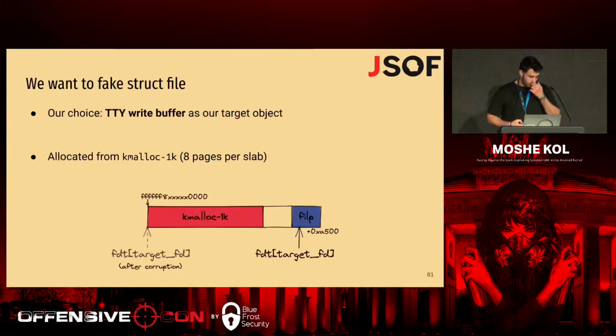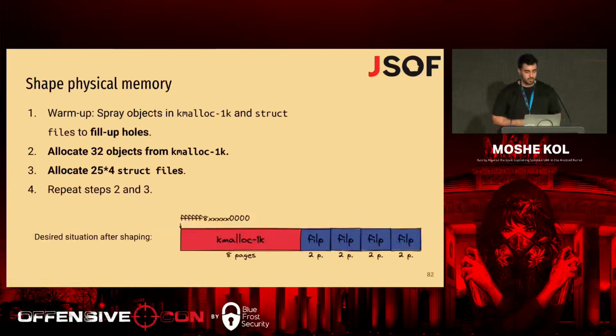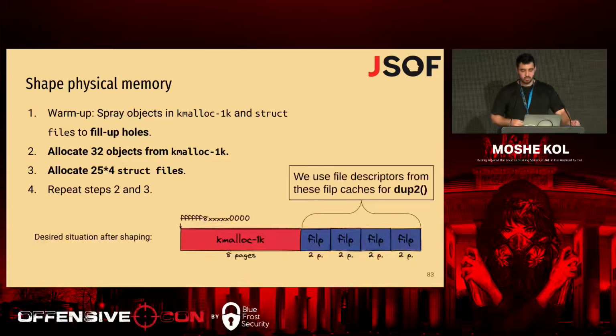So we chose again the TTY write buffer for the object that we control, and it is allocated from the kmalloc-1k slab, which consists of 8 pages per slab. What we want to do now is to shape physical memory so that at a virtual address which is aligned to 16 pages, we will have the kmalloc-1k with an object that we control. And then after that, we'll have the filp caches, and we use file descriptors from these filp caches for the dup2 technique.